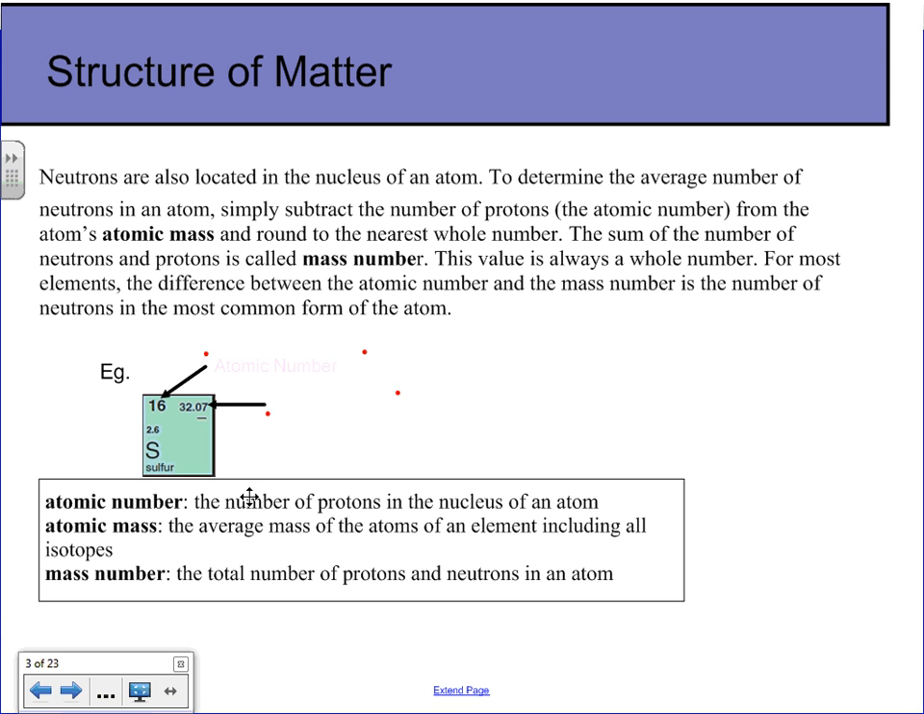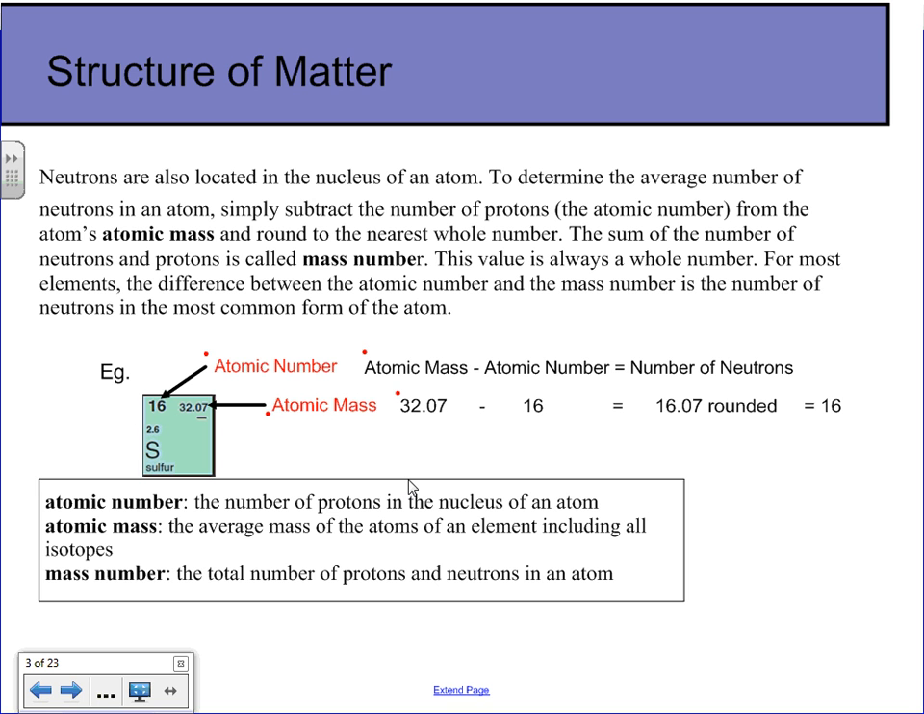So here we find the atomic number, and this here is the atomic mass. In order to figure out how many neutrons we have, we need to take our atomic mass minus our atomic number, and that'll give us the number of neutrons. So in the case of sulfur, we have 32.07 minus 16 equals 16.07, and if we round that, it's going to give us 16 neutrons.